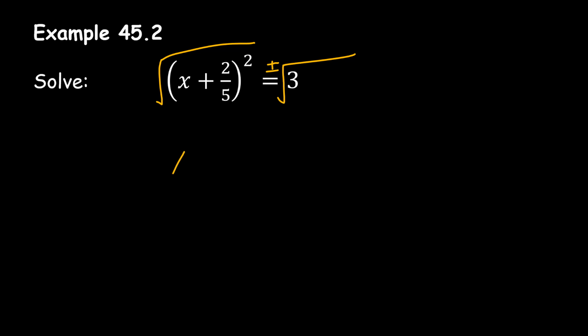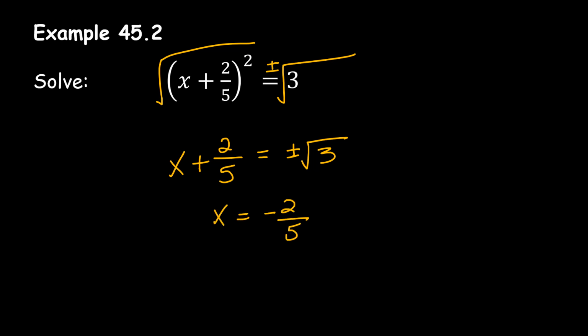So on the left side, that square goes away, and I just end up with x plus 2/5. And over here, I have plus or minus the square root of 3. Subtract 2/5 on both sides, and you have x equals negative 2/5 plus or minus the square root of 3.